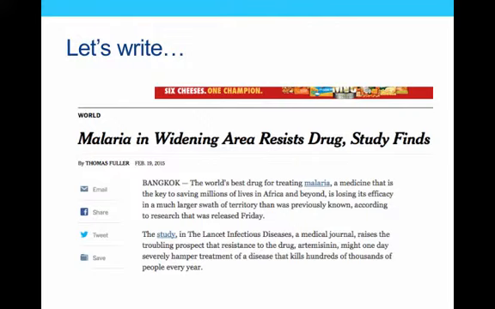This is based on a story written in the New York Times, and you'll see that this lead, the first sentence, is quite lengthy and includes a lot of information.